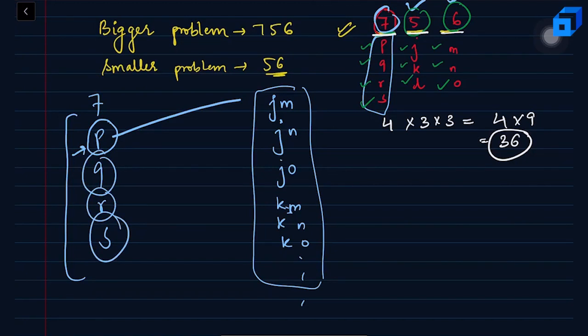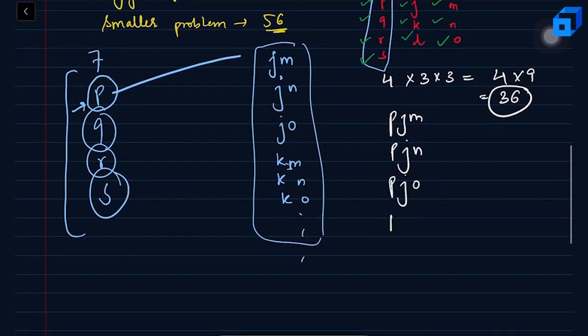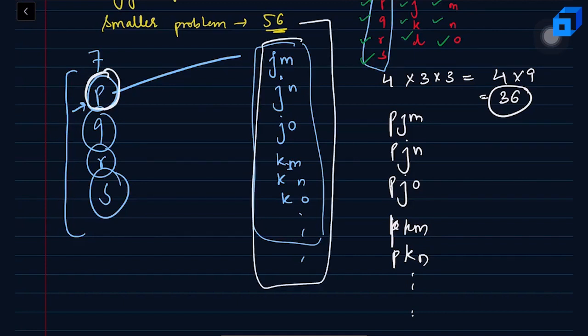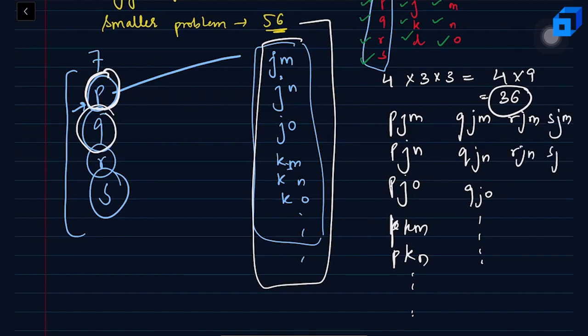That is, I will get strings of the form PJM, PJN, PJO, PKM, PKN and similar like that. Once I have concatenated P in front of all the combinations of 5 and 6, I will take Q and do the similar thing. That is, I will have QJM, QJN, QJO, and similarly like that. Again for R, I am going to follow the same thing and for S as well.